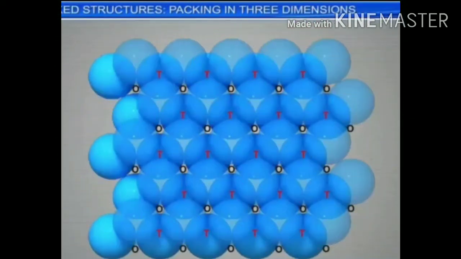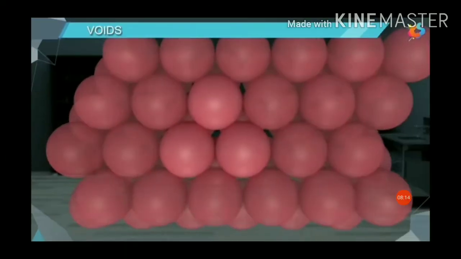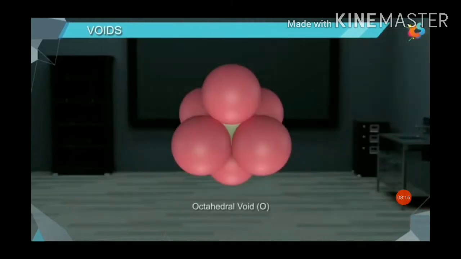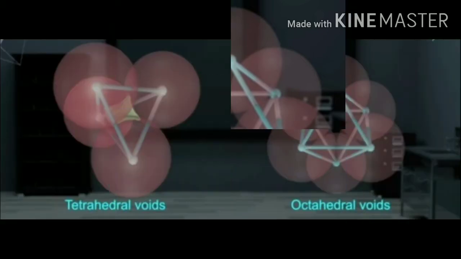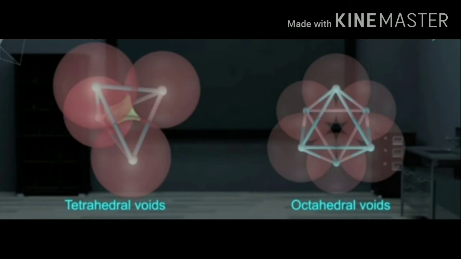The next type of voids are known as octahedral voids, marked as O in the figure. Why are they known as octahedral voids? Because these voids are surrounded by 6 spheres, and when the centers of these spheres are joined, we get an octahedron. So this type of void is known as octahedral void. So 2 types of voids are there, tetrahedral voids and octahedral voids.